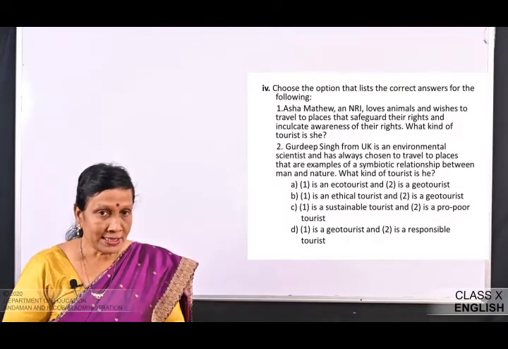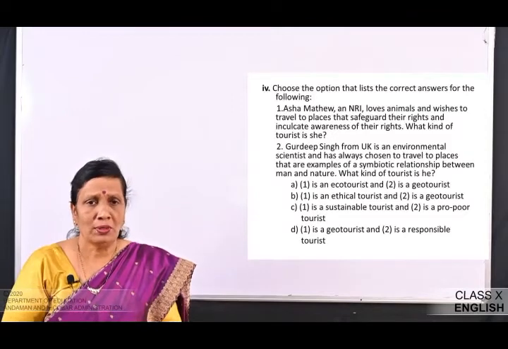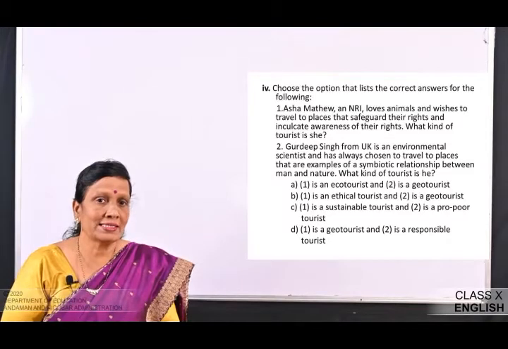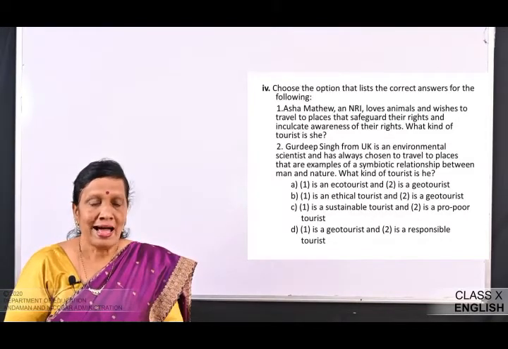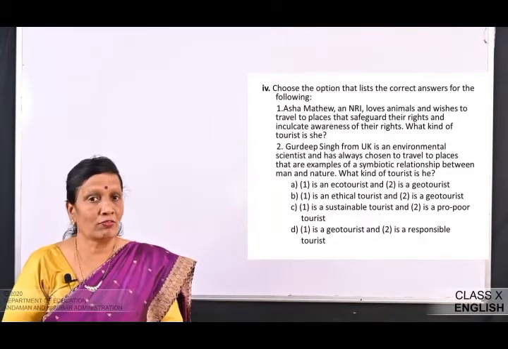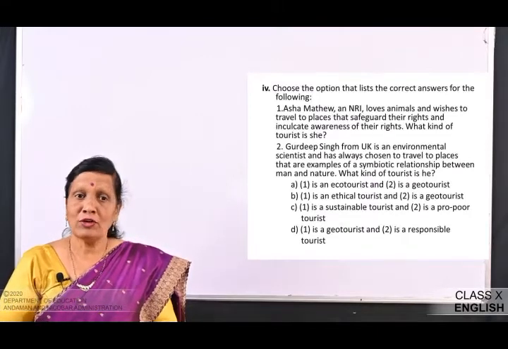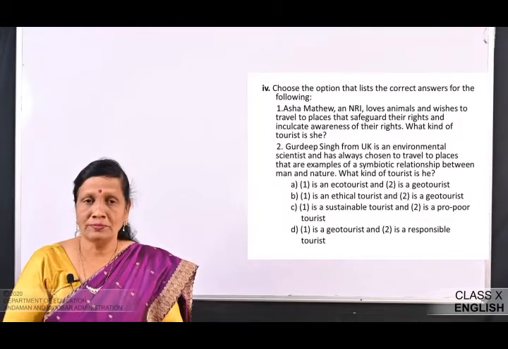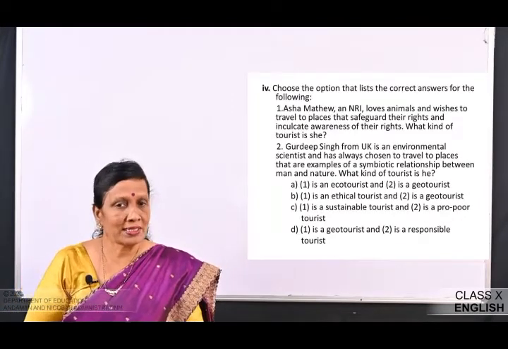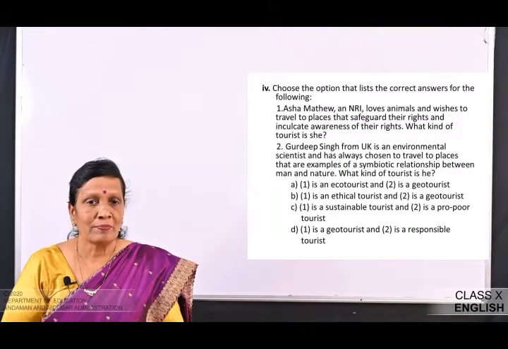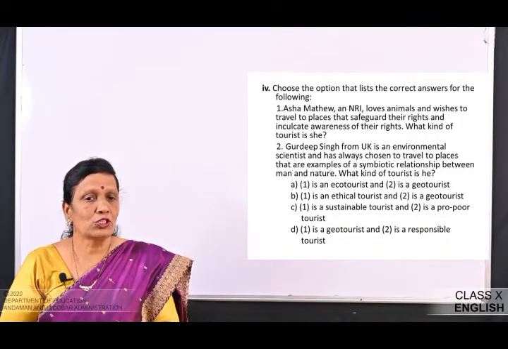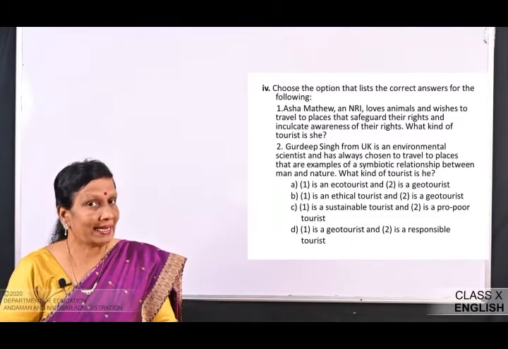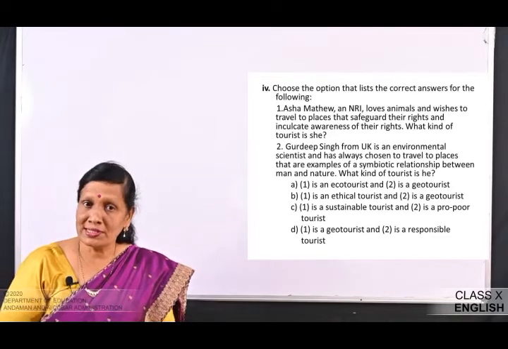The first situation is Asha Matthew, an NRI, loves animals and wishes to travel to places that safeguard their rights and inculcate awareness of their rights. What kind of tourist is she? Now, situation 2, Gurdeep Singh from United Kingdom is an environmental scientist and has always chosen to travel to places that are examples of a symbiotic relationship between man and nature. What kind of tourist is he?